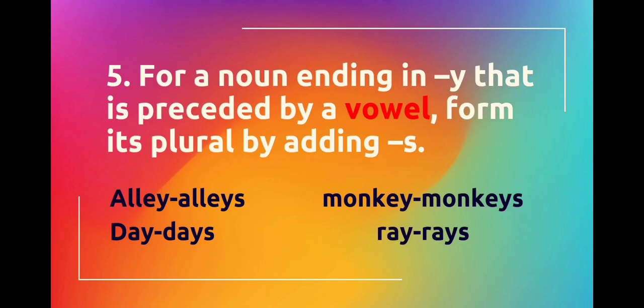For a noun ending in Y that is preceded by a vowel, form its plural by adding S. Same rule with O. If it's a vowel, you just simply add S. Now, this time with nouns ending in Y that is preceded by a vowel like alley, E is the preceding vowel. Day, letter A. Monkey, letter E. Ray, letter A. So you just simply add S.